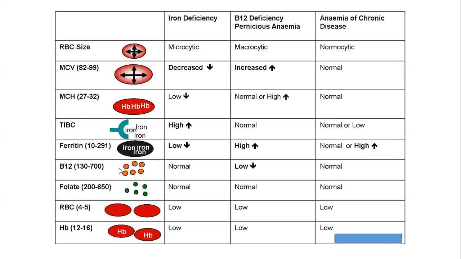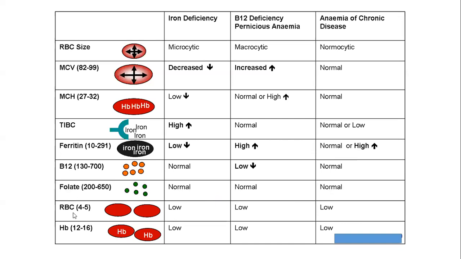B12, in case of iron deficiency, it is normal. Folate, it is normal. But in B12 deficiency or pernicious anemia, B12 level is down, but folate is normal. In case of anemia of the chronic disease, normal, right? And what else? The folate. In all cases, folate is normal. Iron deficiency, B12 deficiency, anemia of the chronic disease, normal.